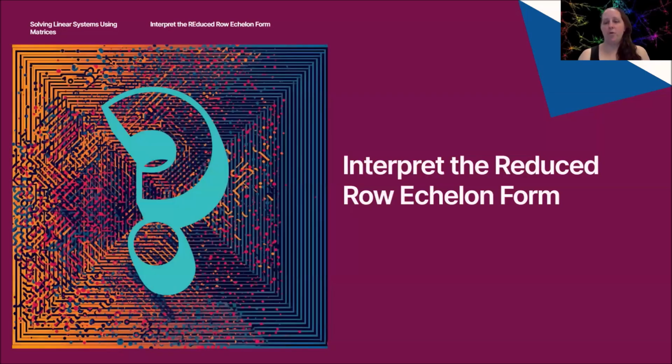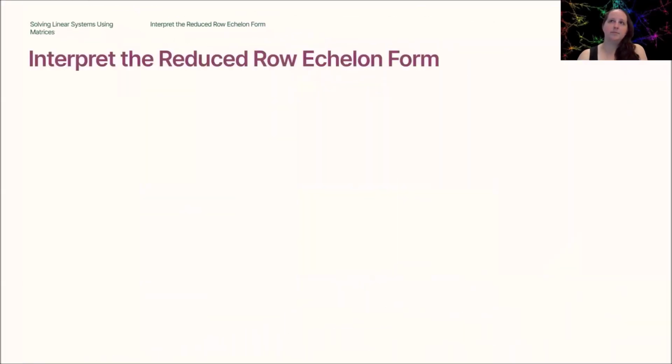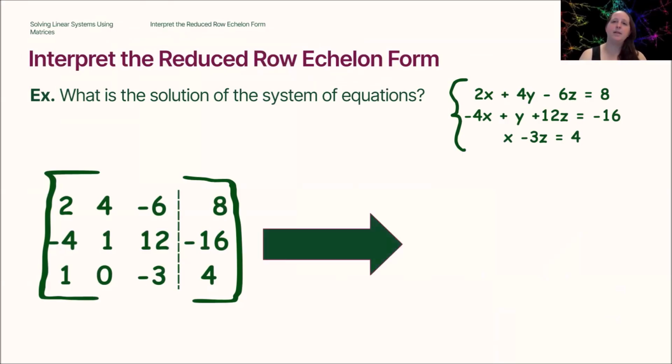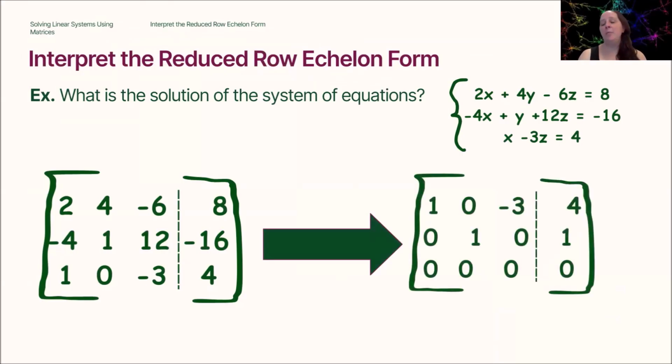Interpret the reduced row echelon form. So what is the solution of the system of equations? 2x plus 4y minus 6z equals 8. -4x plus y plus 12z equals -16. And x minus 3z equals 4. I change that into a matrix, and then I use Desmos to substitute those values in and reduce it to reduced row echelon form. So I get 1, 0, -3, 4, 0, 1, 0, 1, and a straight row of zeros.